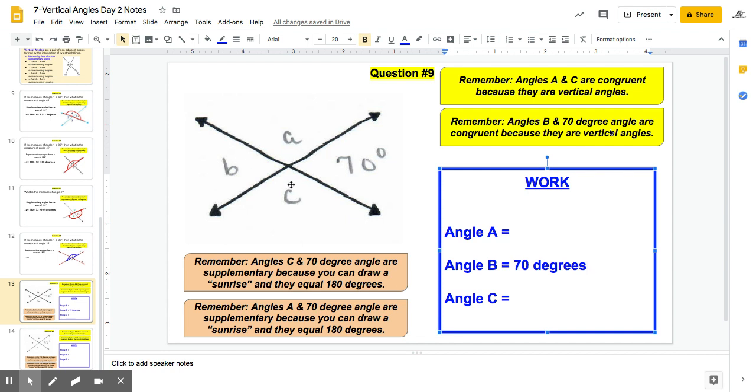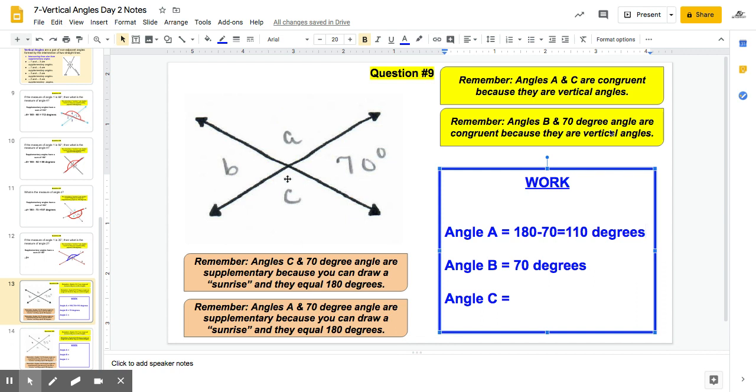Okay, now I have to find the measure of angle A and angle C. Well, I'm just going to start with A. Angle A and this 70-degree angle are supplementary angles. I can draw that sunrise on this straight line, and these two angles are going to be supplementary. So I can find the measure of angle A by simply subtracting 180 minus 70 to get 110. So angle A is equal to 110 degrees.